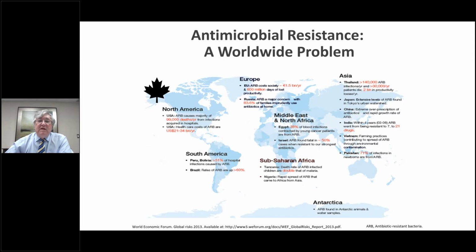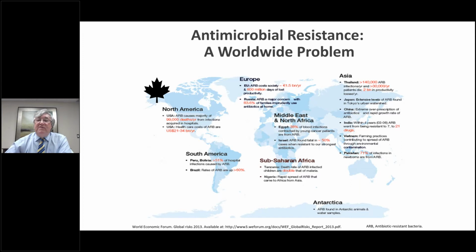Similarly, in South America, greater than 50% of hospital infections are caused by antimicrobial resistance. Brazil, similarly, greater than 60%. Europe, similarly, big dollar values, again, 150 billion euros per year, and again, 600 million days of lost productivity because of this problem. Russia, you can get antibiotics at any corner store. And again, you can see that it's a major concern because over 80% of families just use antibiotics whenever. You got a bit of a sore toenail, you got a sore throat, you're feeling like you got some stomach problems, just take some antibiotics.